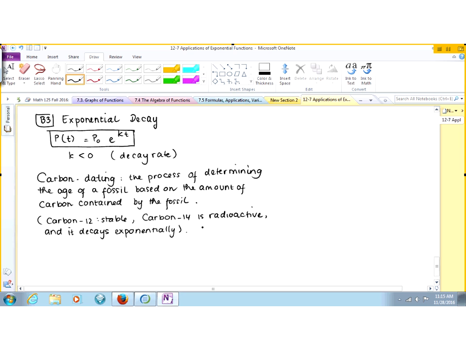Like gold. Gold is stable, right? It doesn't react easily. That's why if you have gold-plated things, even if you put them into water or sweat or whatever, it doesn't change color because gold is stable. Now, carbon-12 is stable, it doesn't change, but carbon-14 is radioactive, it decays exponentially.